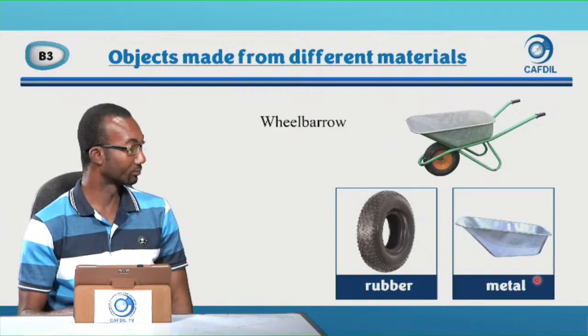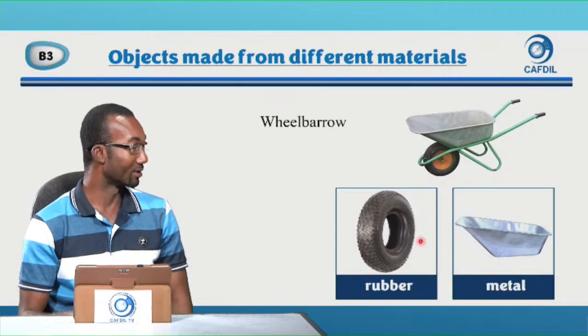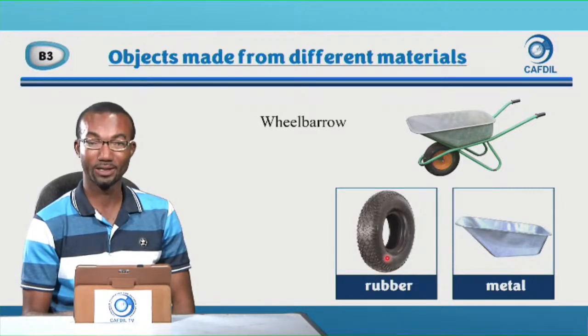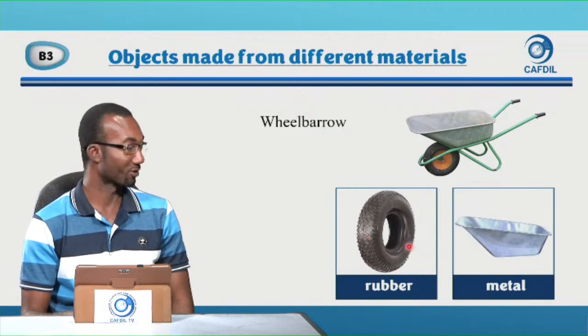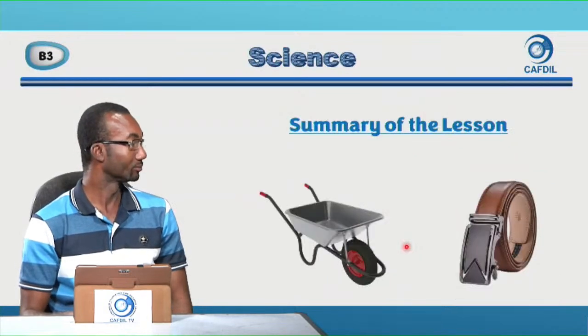Wheelbarrow. The body of the wheelbarrow is made of metal, and then the tire is made of rubber. Good.